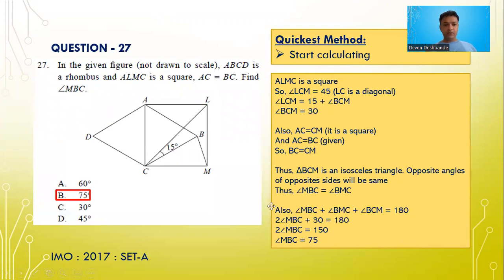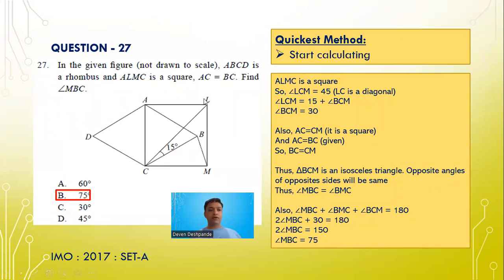Okay, next one. In the given figure, not drawn to scale, ABCD is a rhombus and ALMC is a square. AC is equal to BC. Find angle MBC. So ALMC is a square. So what is angle LCM?